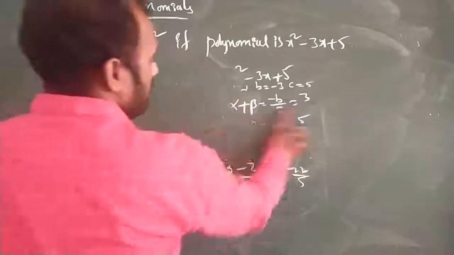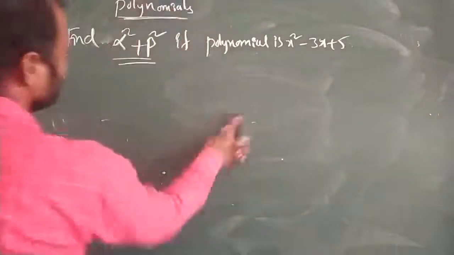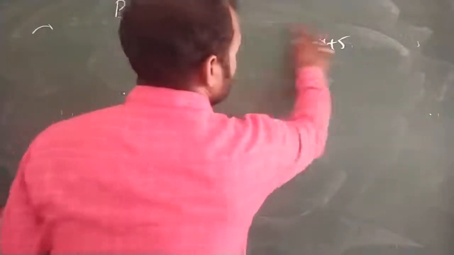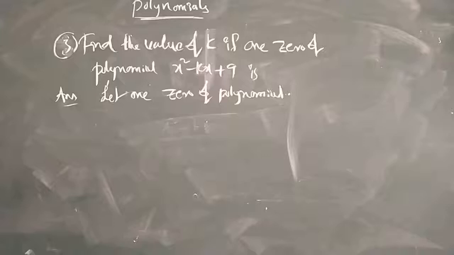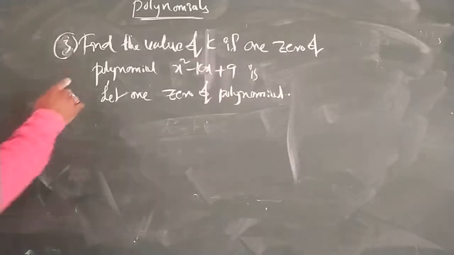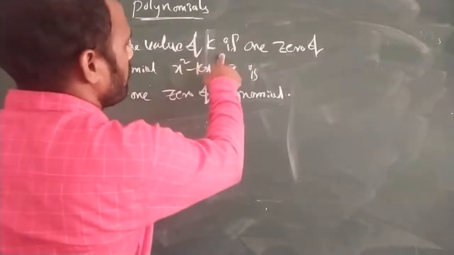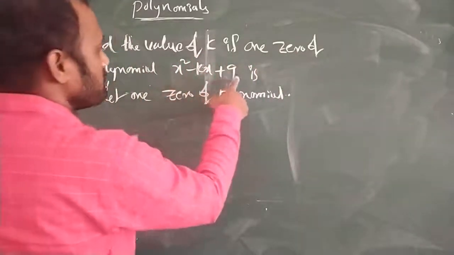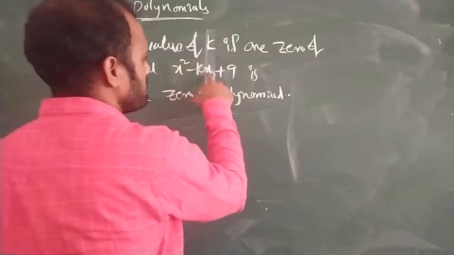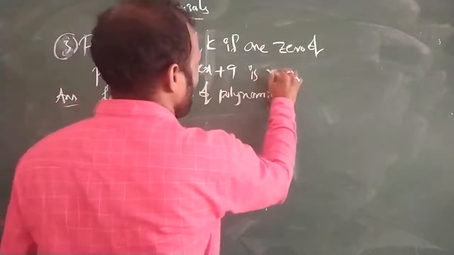Now let us see another type of question. Second question. Let us see the next question. Find the value of k if one zero of the polynomial x square minus kx plus 9 is negative of another.